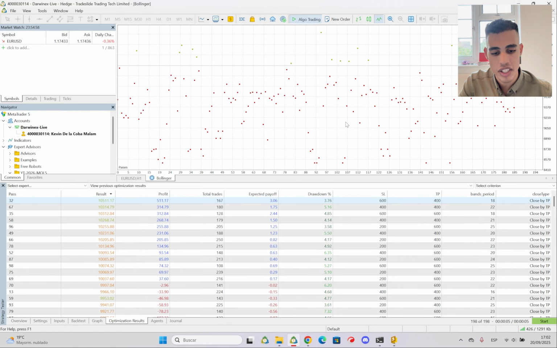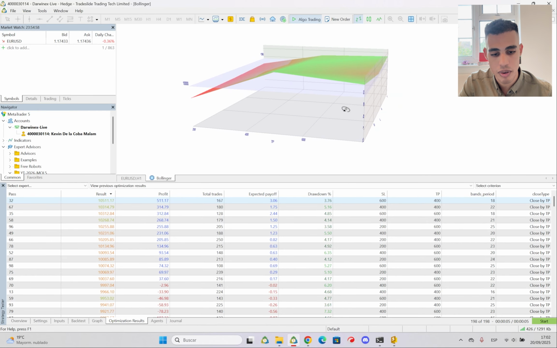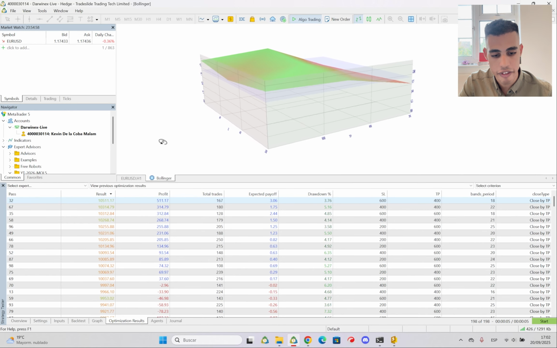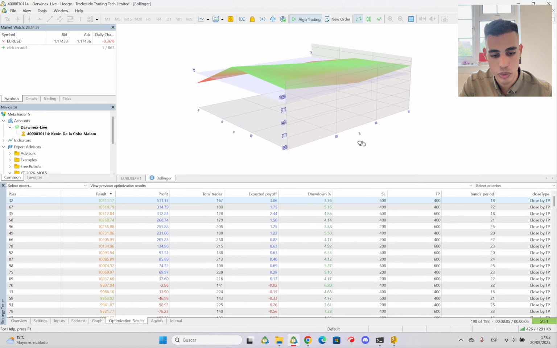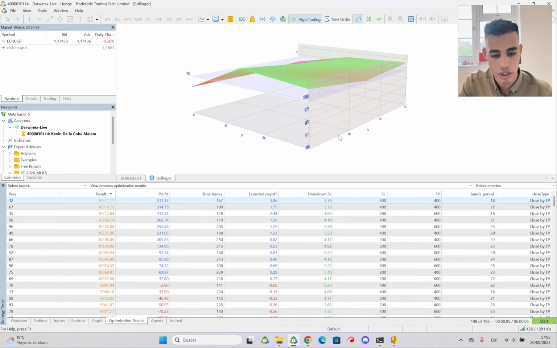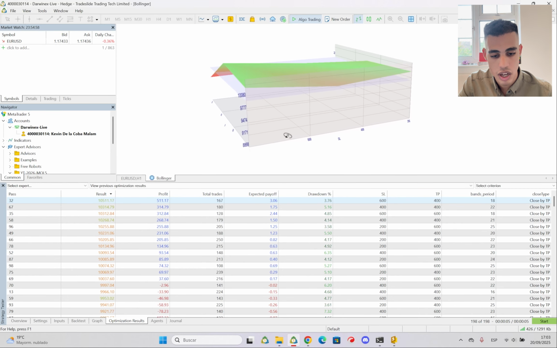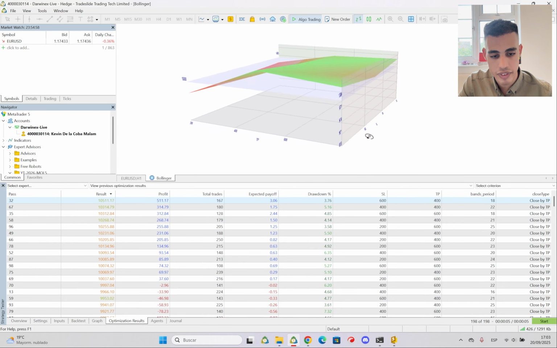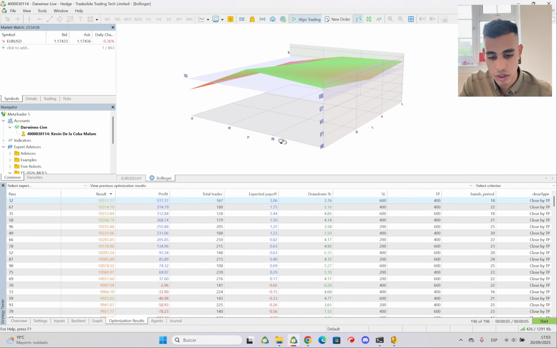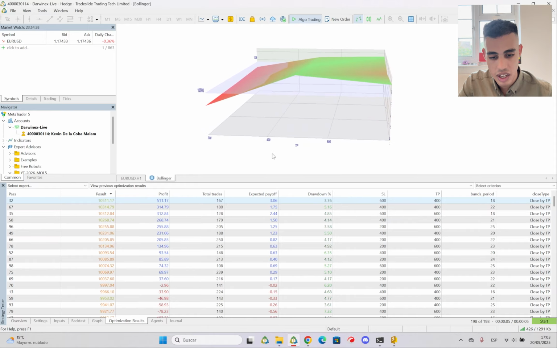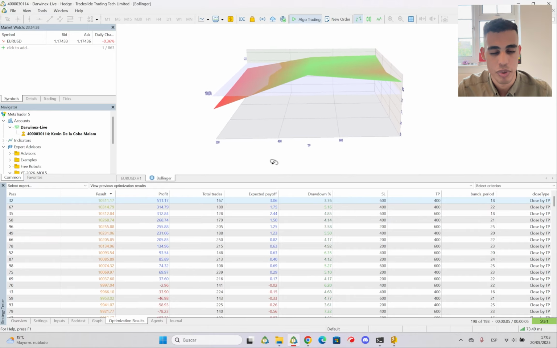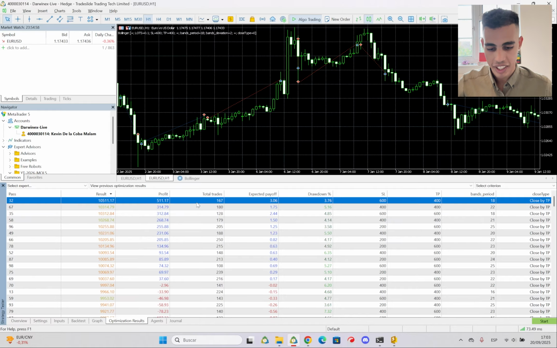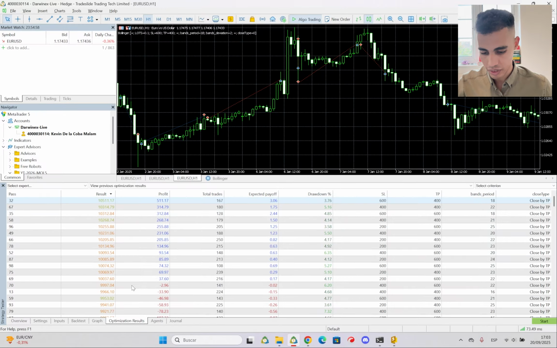But look, we can always check the 3D graph and we can be comparing the different parameters between each other. So for example, if we compare the take profit within the stop loss, we can see that the bigger the values, it seems that it is the better, although here at 400 more or less, it seems to be a good value for the TP, for the take profit. So now, if we check here the best set, we can double click and we have it.